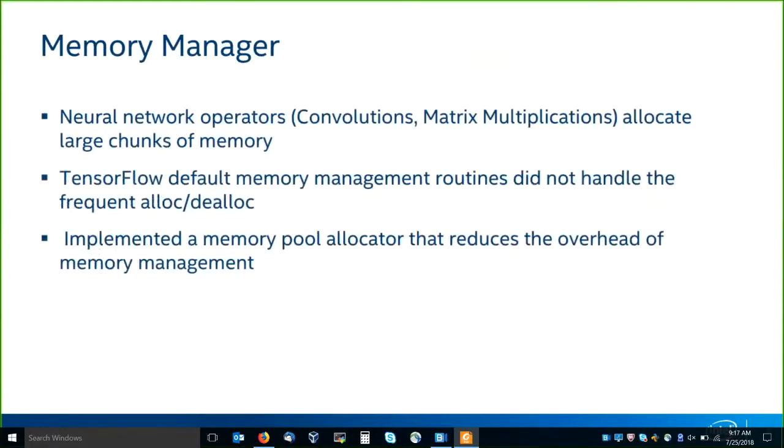The users don't have to worry about this. In addition to the graph optimizations I mentioned, we have also implemented a memory pool, or memory manager, for all the neural network operators, which allocate significant chunks of memory. The default memory management routines in TensorFlow don't have their own pool allocator, so whenever you do a memory allocation or deallocation, you pay a significant overhead cost. Instead, we allocate a chunk of memory when the first allocation request is made, and then keep reusing that pool for later allocations where possible. Of course, there's an upper limit on how much we can do, but we have found that this improved performance significantly for some of the benchmarks we used.